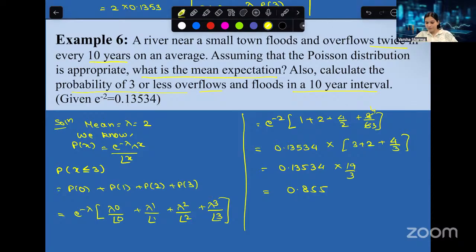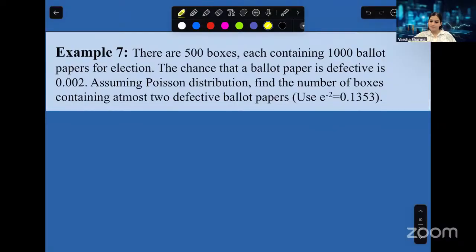I hope it's clear. Next, example 7. There are 500 boxes. Each box contains 1000 ballot papers. So for one box, I'll calculate for 1000 papers. The chance that a ballot paper, for one paper, the probability is 0.002. If I'm finding for 1000, I'll multiply it by 1000. That will give me one box. If I'm finding the probability for 500 boxes, then I'll also multiply by 500. So it will matter what you're finding the probability for.